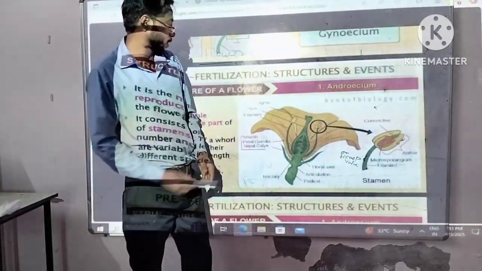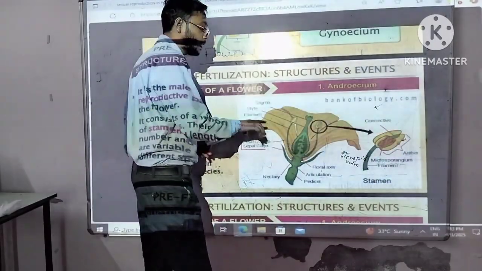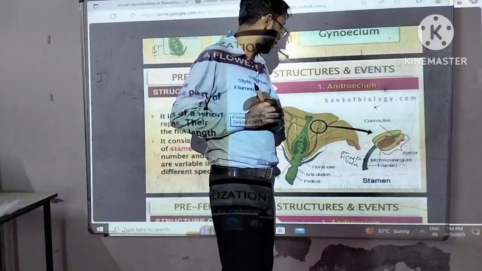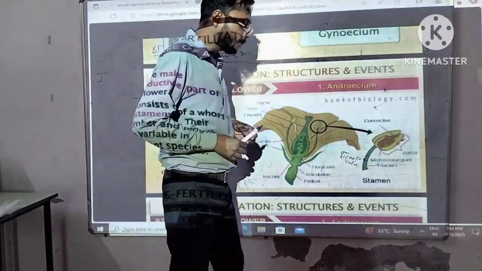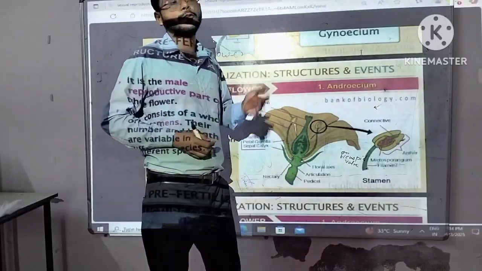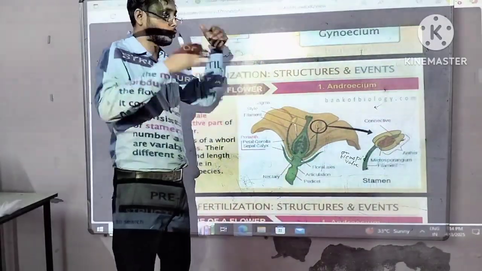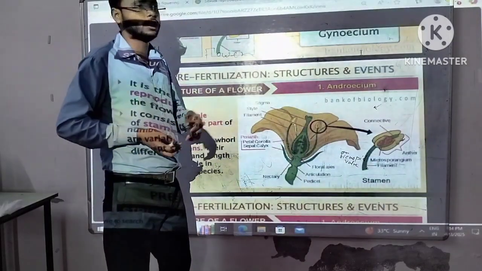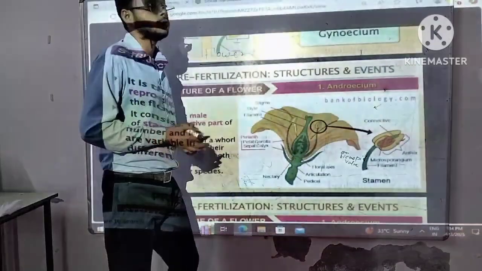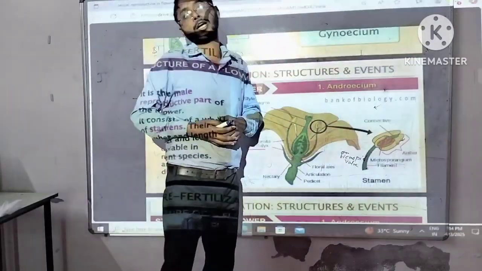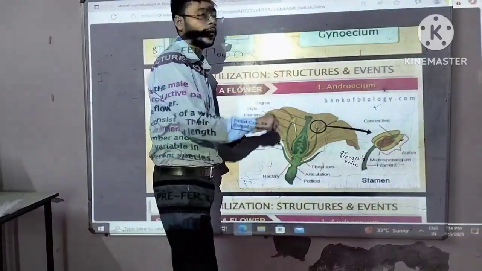Now we will talk about the petals. Petals are a large leafy-like structure that attracts insects for pollination. If you are wandering in any garden, you will see that if the flower is a bright color, then more insects will move to that flower. So the main function of petals is to attract the insects.